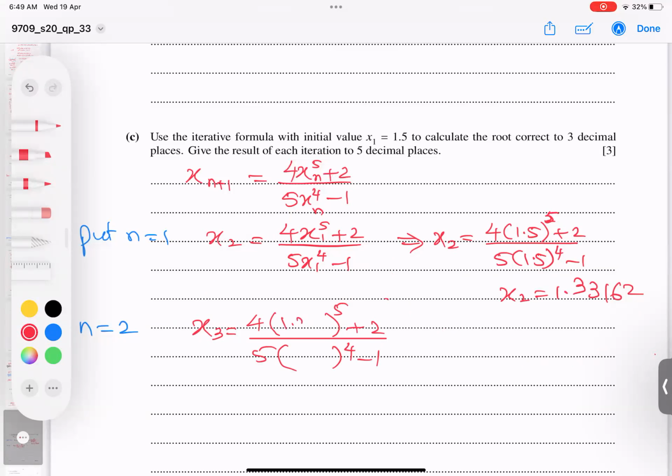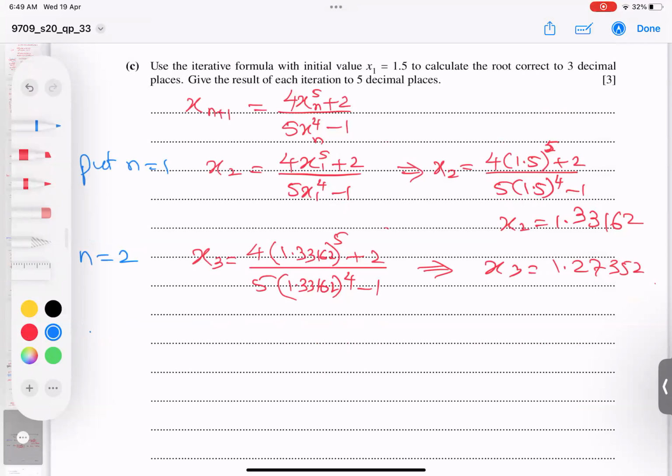So 1.33162, 1.33162. In this way, I get x3, which I'm finding. And just let me replace it. Okay, and when I replace it, my answer is coming 1.27352. So I hope up till here you are understanding gradually.